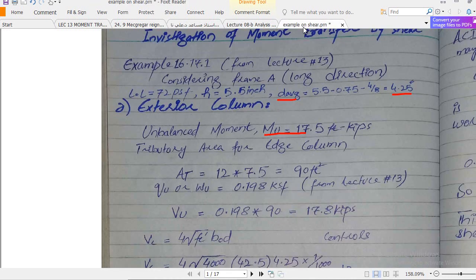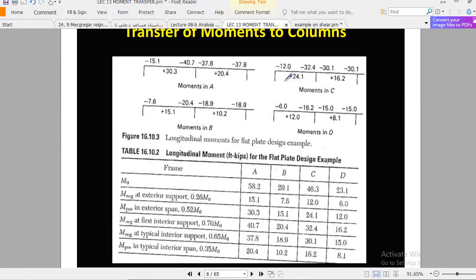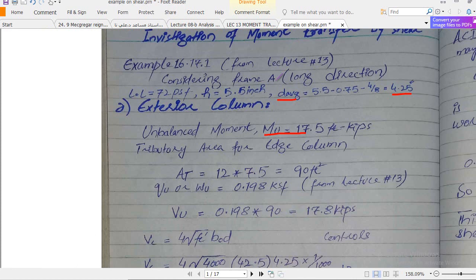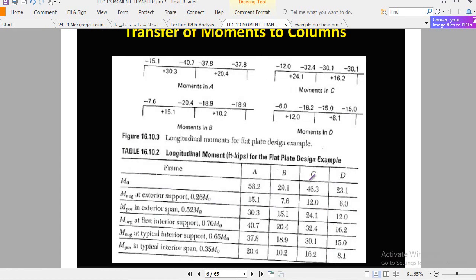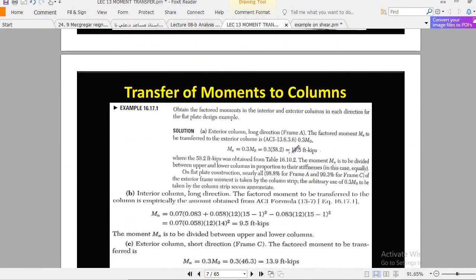And so you must watch lecture number 13, right? So here you see 15.1 is for the exterior column, right? Here we have to use the shear flexure interaction for the exterior column and for the interior column. So this 17.5 is basically, you see here, the unbalanced moment, and we covered this in lecture number 13.